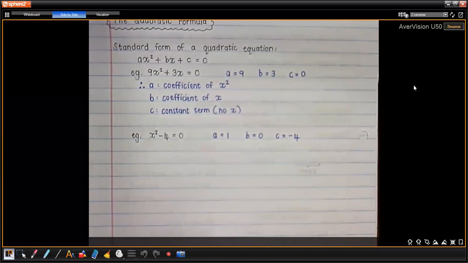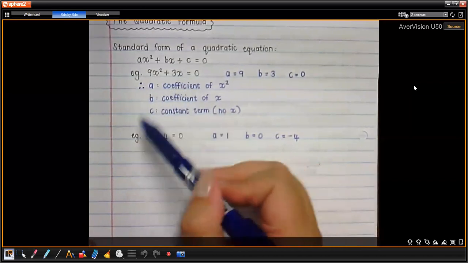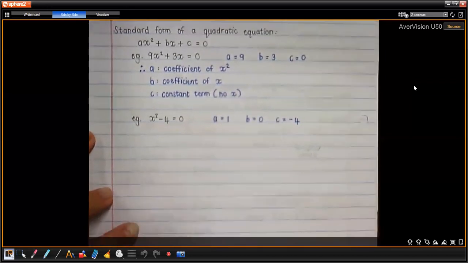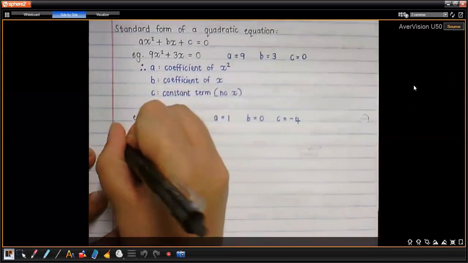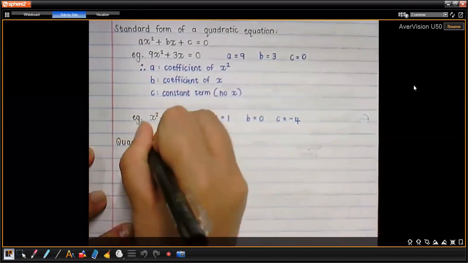All right, so guys, will you be able to identify those 3 variables? All right, you just need to memorize this. A is x squared, B is x, and then C is a constant. Okay, now the quadratic formula, which we are going to use, I'll show you how we use it. So the quadratic formula is as follows, and you are going to have to memorize this, guys.